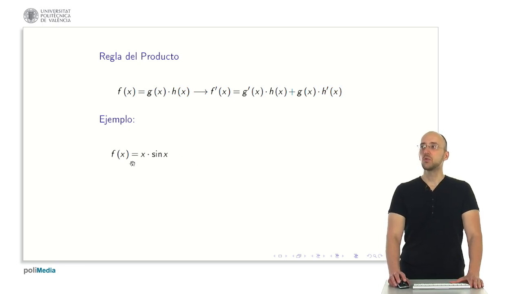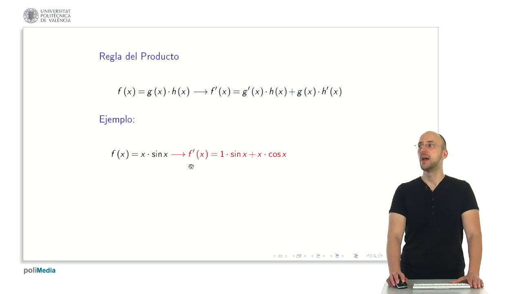In this case, we have a function that is a product of two functions. One function is x, and the other function is the sine of x. If we break it down, the function x would correspond to g of x, and the function h would be the sine of x. How do we differentiate this product?